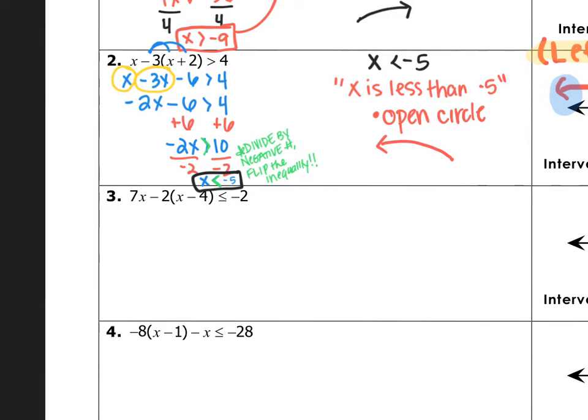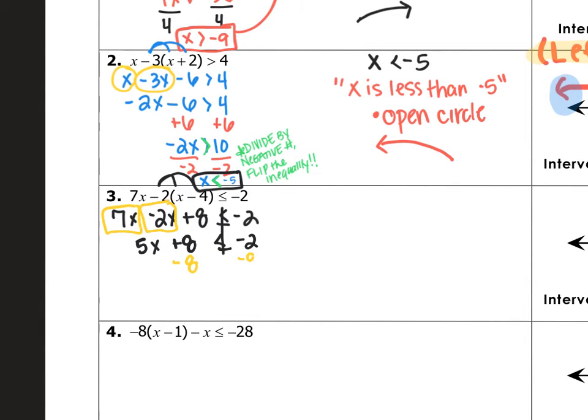All right, let's look at number 3. I see parentheses, so I am going to distribute. Negative 2 times x is negative 2x. Negative 2 times negative 4 is positive 8. Bring down my 7x. Bring down my less than or equal to negative 2. I am then going to combine like terms. So I can combine this 7x with a negative 2x. So 7x minus 2x is 5x plus 8 is less than or equal to negative 2.